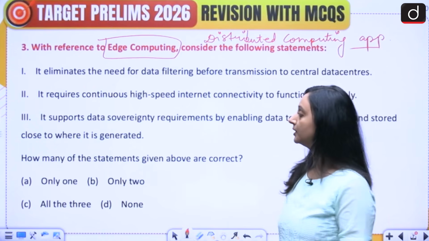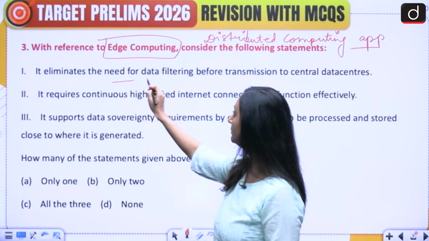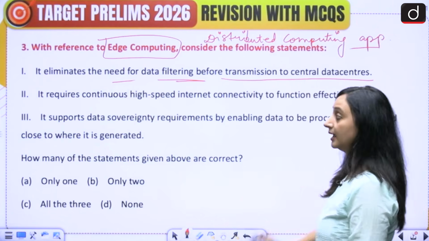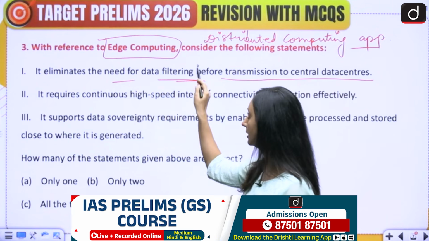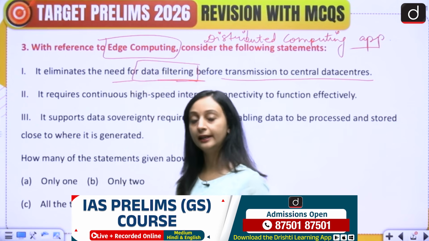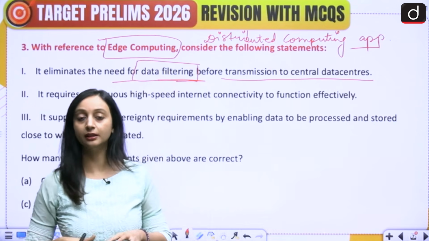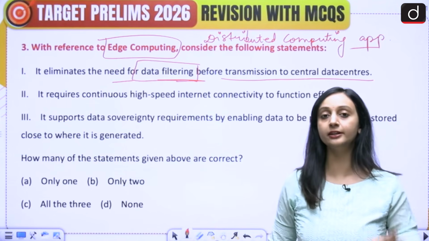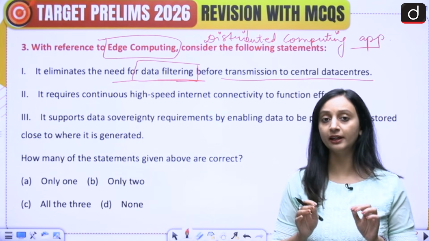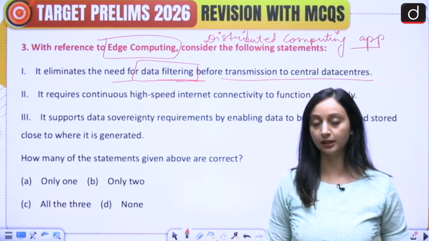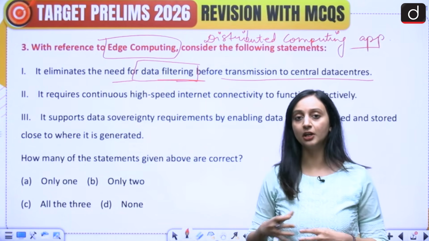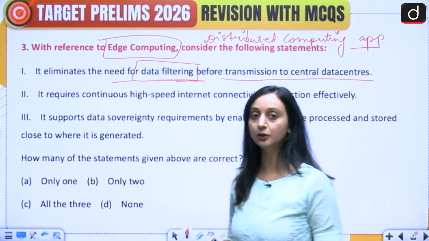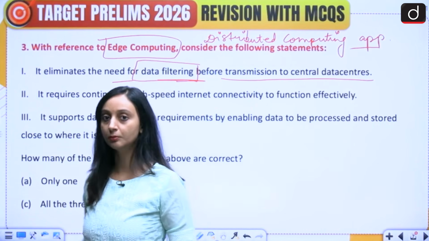Okay. So the first statement says that it eliminates the need for data filtering before transmission to central data centers. It eliminates the need for data filtering? No. Data filtering will happen. It eliminates the need to send the filtered data every time to the central database. Only very crucial, very important data will be sent to the central database. Otherwise, all the normal, general data can just be processed near the source only. But data filtering will need to happen at all times because raw data is not always important for us.